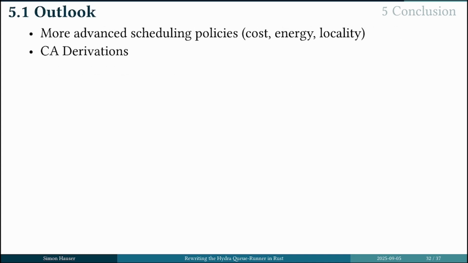Outlook, we are currently working on more. Also, there can be more advanced scheduling policies. For example, costs can be quite difficult to compute, for example, when a host is actually busy. You can deploy 20, 30 Python jobs to the same machine, but you can only deploy one Chromium build, for example. And we also plan on doing some work for CA derivations, getting CA derivations into Hydra in a more usable way.